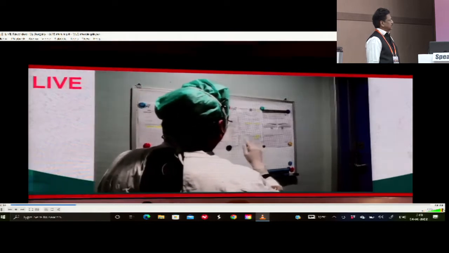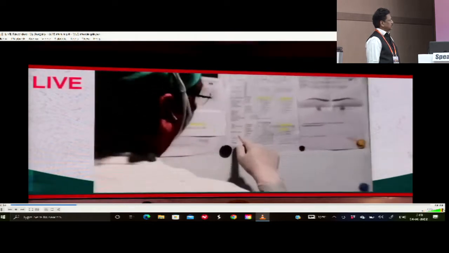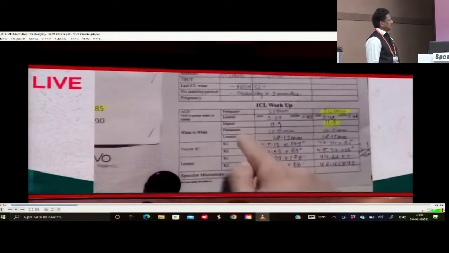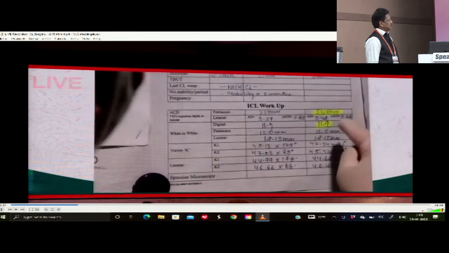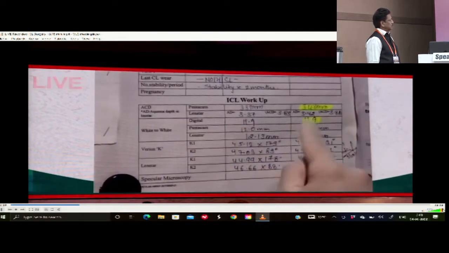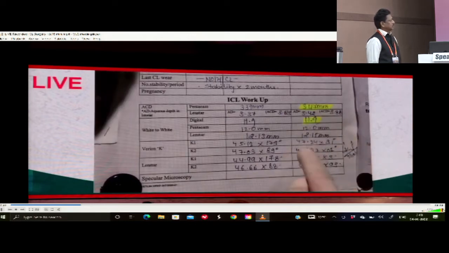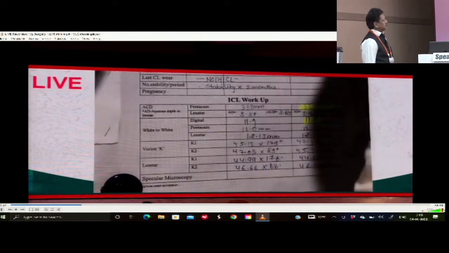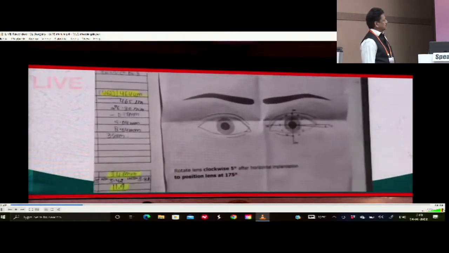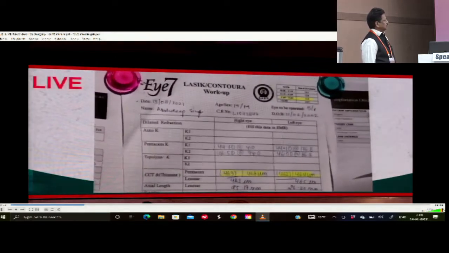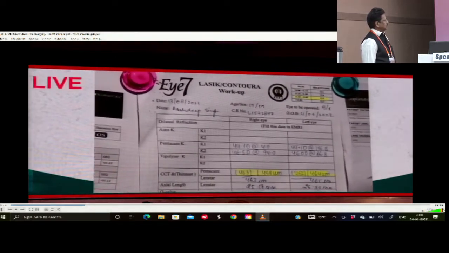Now look at the white to white. The white to white digital is 11.9 and with Pentacam is 12. So if it is 11.9 or 12, we look at this map. Magnify this, this one. So this is the chart by which we calculate the size of the ICL.